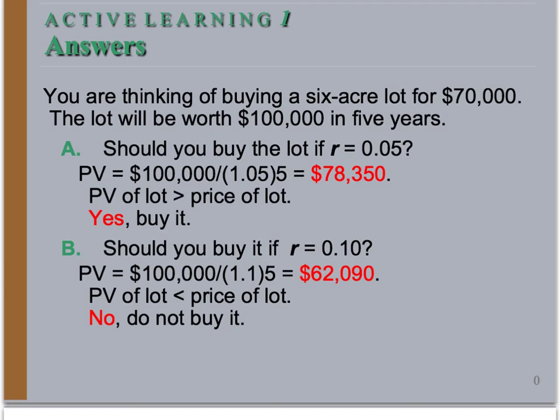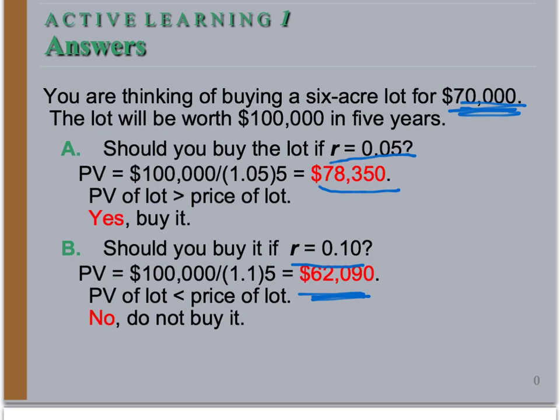And here are the answers. So at this interest rate, you should buy the lot, because $78,350 is greater than $70,000. But at an interest rate of 10%, they should not buy the lot because this is worth less than that. The present value of $100,000 in 5 years is worth less than $70,000. So that would be a bad investment.